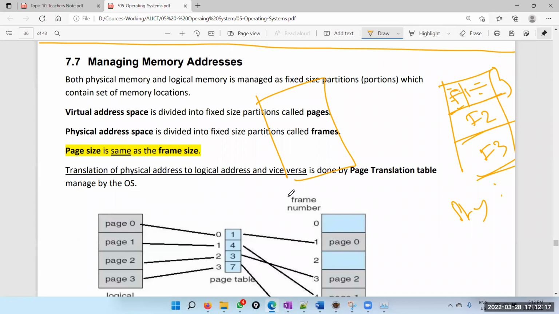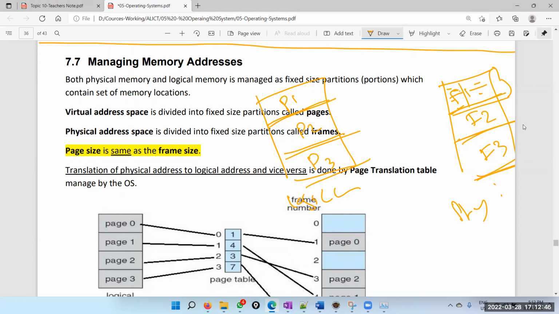In the logical memory side, that is what your programs are referring to. It looks at memory as something like that. So they also subdivide it into portions, and there we call them pages. Page 1, page 2, page 3, etc. So logical memory is subdivided into pages, and physical memory is subdivided into frames.